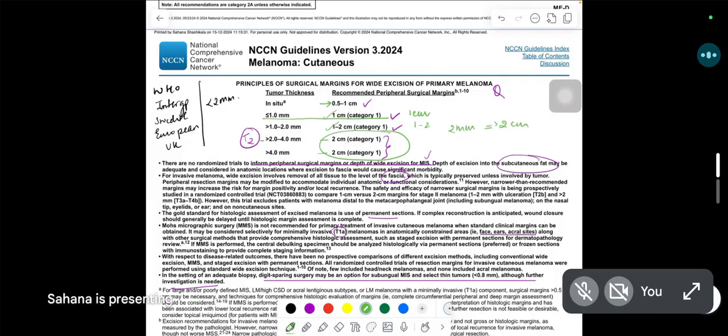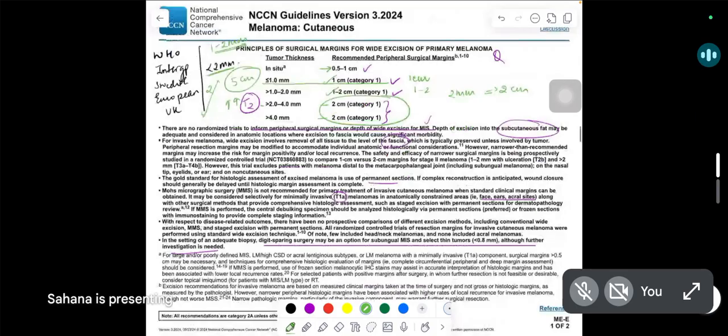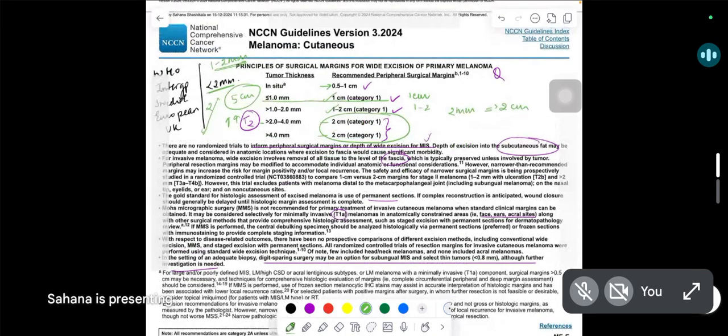So which are the trials? WHO intergroup Swedish, European and UK trial. All of them, they had different margins spanning from 2 centimeter to 5 centimeter. Beyond 2 centimeter, they did not find any advantage, but it increased morbidity, local morbidity. And most of these inclusion criteria included tumor thickness between 1 to 2 mm only. So most of them were thin to intermediate melanomas. So when you add about this, you can write about WHO intergroup Swedish, European and UK trials. That is one thing I wanted to tell.